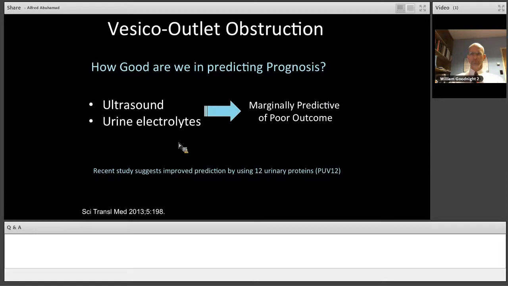There is some hope, however. There's a recent study that was done 3 years ago that looked at urinary proteins, 12 urinary proteins, and showed improved prediction of renal function in pregnancies with lower urinary tract obstruction. That has not, to my knowledge, been clinically available at this stage and certainly needs more validation.